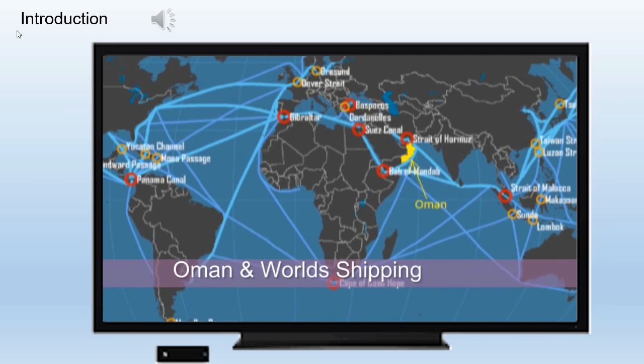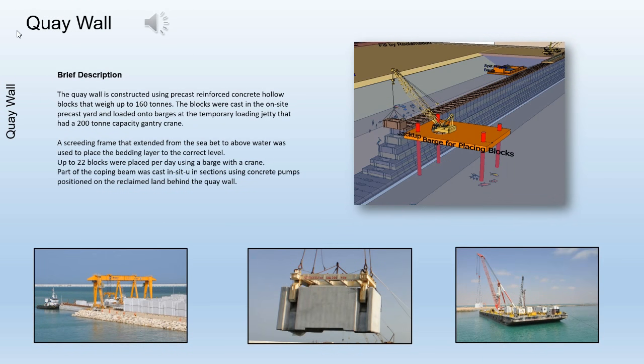3D animation showing the proposed design. Quay wall construction. The quay wall is constructed using precast reinforced concrete hollow blocks that weigh up to 160 tons.